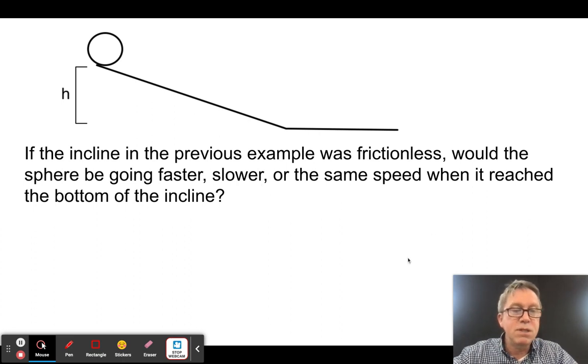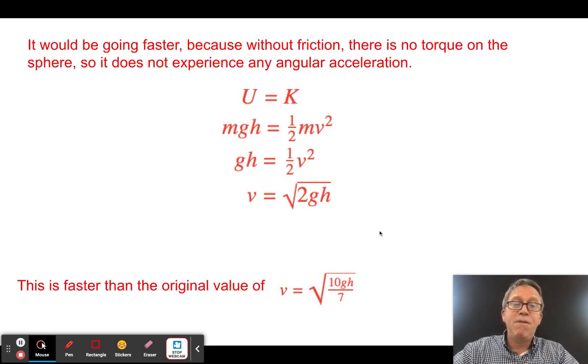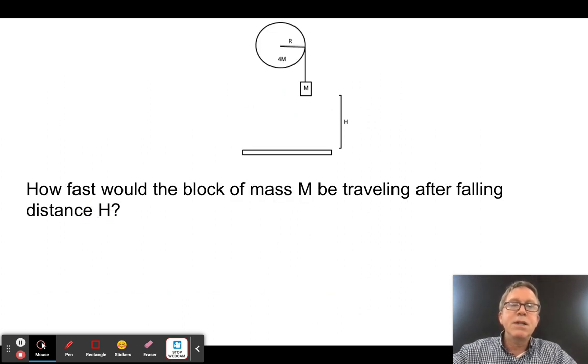I'd only have translational kinetic energy, and I think you probably remember from before, hopefully, that when an object falls a certain height, I end up getting root 2gh, and it's just gaining translational kinetic energy. You'll notice this value, root 2, is significantly larger than root 10/7. The difference is that it's got rotational kinetic energy when it goes to the bottom. All right, let's try this one here.